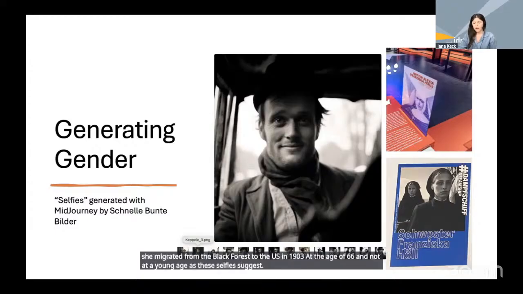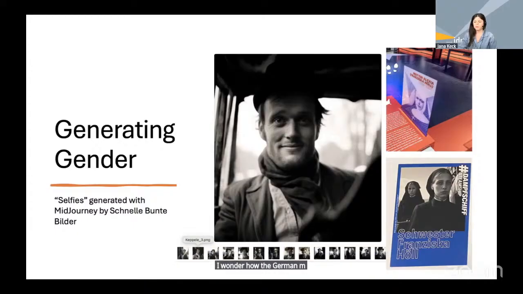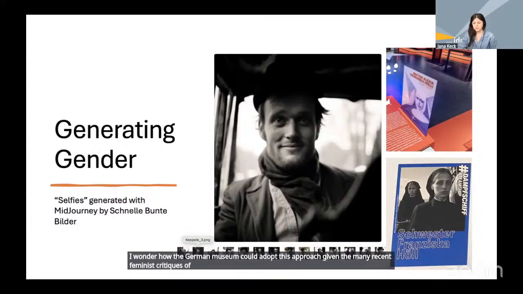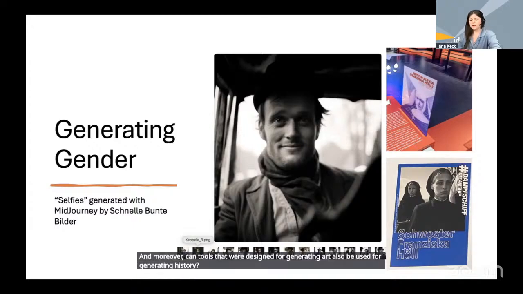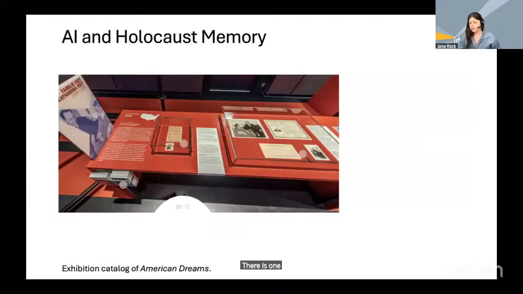I wonder how the German Museum could adopt this approach given the many recent feminist critiques of visual artificial intelligence. And moreover, can tools that were designed for generating art also be used for generating history? There is one example that I want to show you today, which raises several levels of ethical concerns.